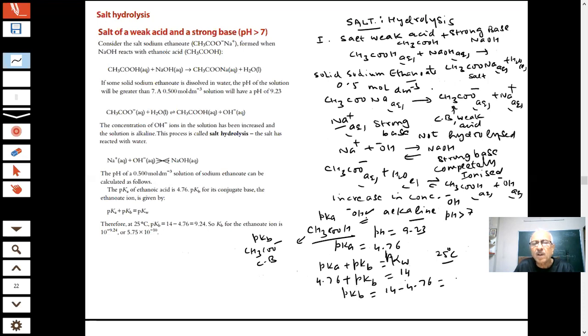How much is coming? 9.24. If this is 9, then what will be the Kb? Tell me, what is the Kb then? What is the formula?